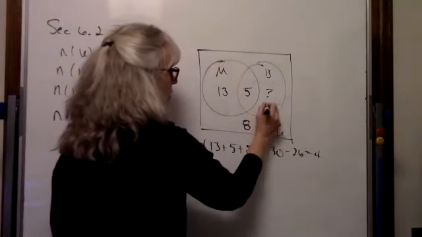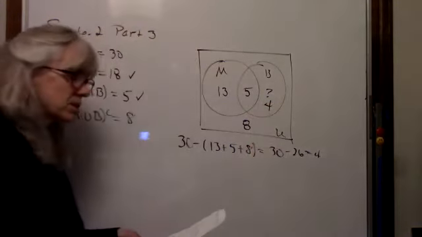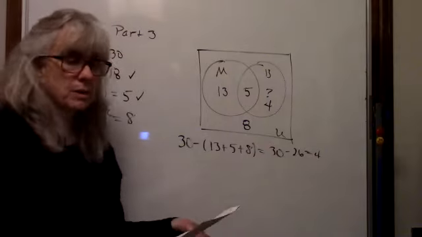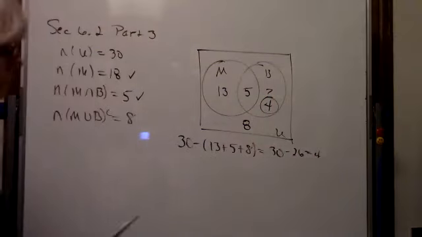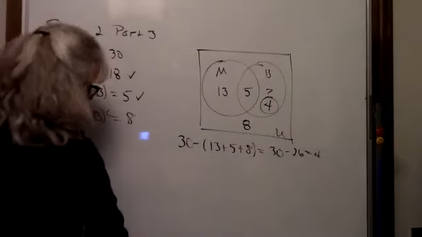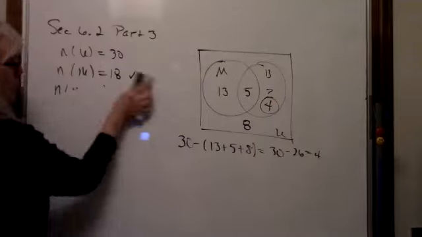So this region over here, that's the question mark, ends up being 4, which is the answer to the question. How many take biology but not mathematics? 4 take biology but not mathematics. So again, we're letting the picture of that Venn diagram do the work for us.